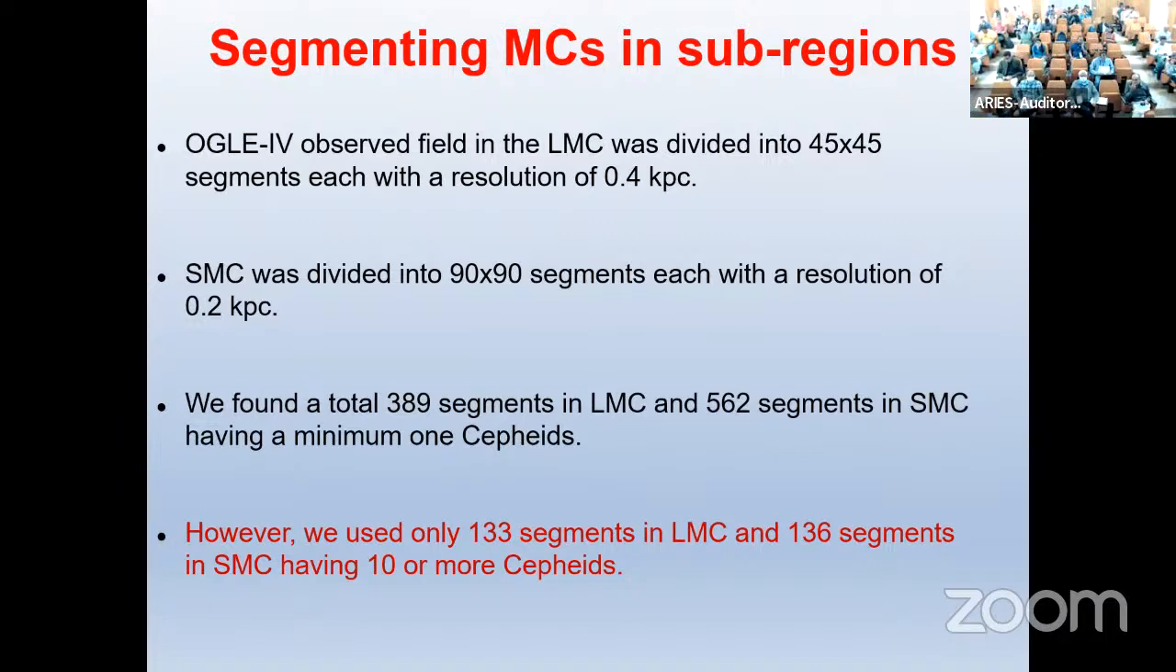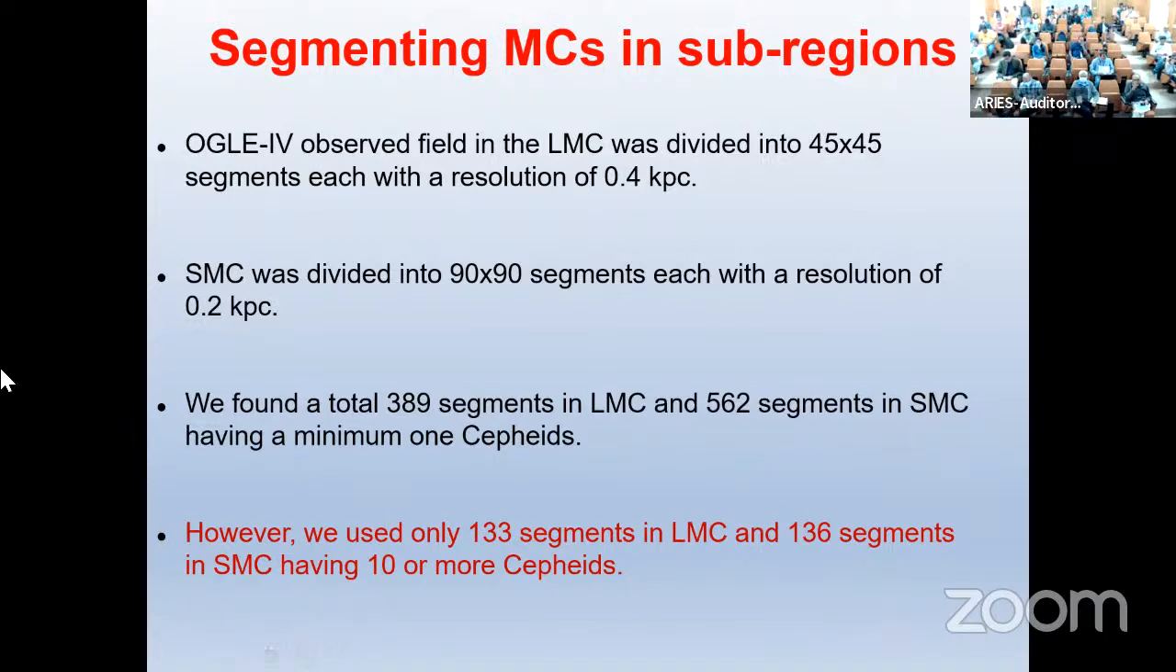When you divide the galaxy into small segments, you have to make sure that the number of Cepheids in each segment is not too low, while at the same time you have enough segments to see the structure of the Magellanic Clouds. So we made 40 by 45 segments in the LMC and 90 by 90 segments in the SMC, because the SMC is small and has a large number of Cepheids. So we got 389 segments in the LMC and 562 segments in the SMC.